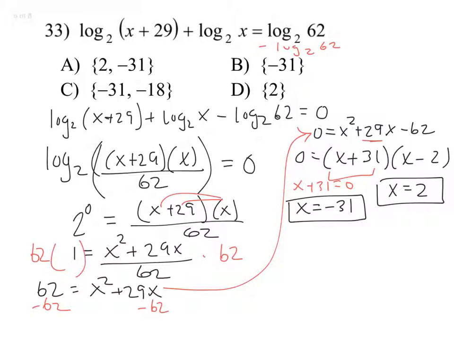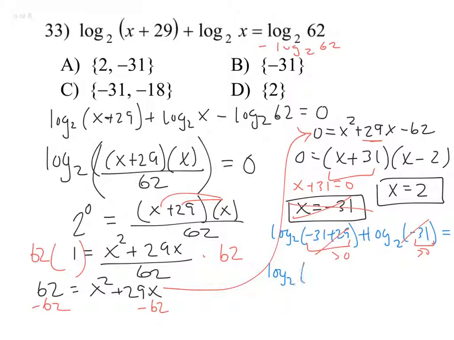So checking negative 31 first, I have log base 2 on negative 31 plus 29. And actually, I'm going to stop there because I already see a problem. This argument's going to be negative 2, and this argument's negative 31, and these are supposed to be greater than 0, so that's going to be an issue. And what that means is x equals negative 31 is an extraneous solution, so that's not a real solution for us.